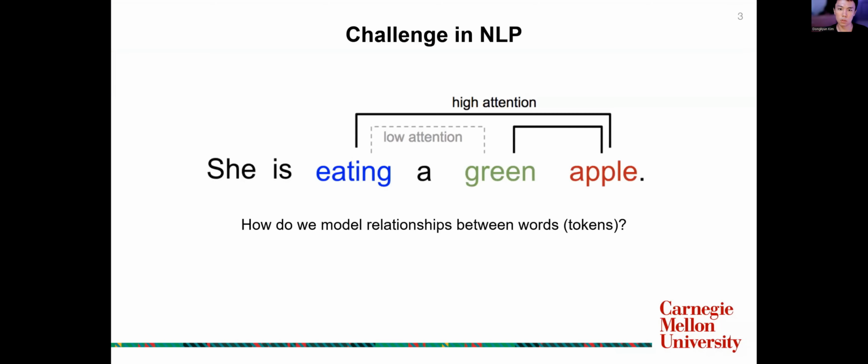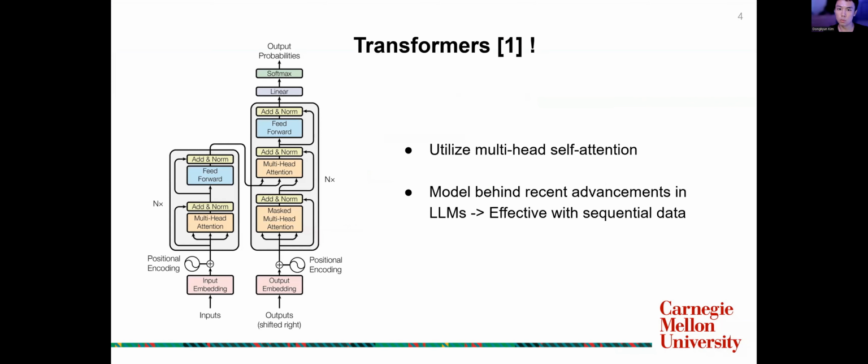So, what are transformers? A big challenge in natural language processing is that to effectively encode a sentence, we want to try to model the relationship between words in a sentence. A solution that was proposed for this problem that gathered a lot of attention was transformers. Transformers utilize multi-head self-attention, and it is the model behind recent advancements in large language models like ChatGPT, and it is particularly useful and effective with sequential data, like natural languages.